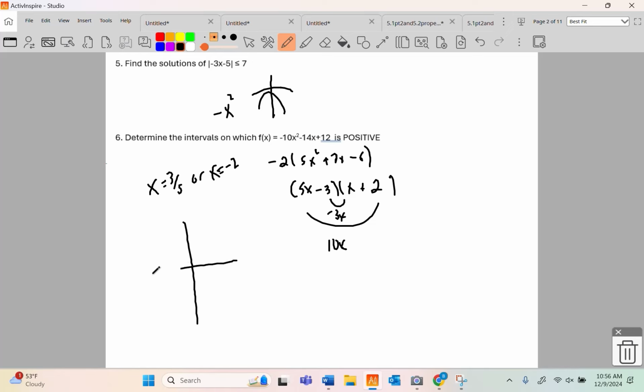You're supposed to think about the graph. It opens down. So at 3/5 we have an intersection, at -2 we have an intersection, but this time it opens down. This is the territory I want. I want the stuff between -2 and positive 3/5. So from -2 to 3/5 on this one. It's different depending on what it's asking, but you need to be thinking about your graphs.